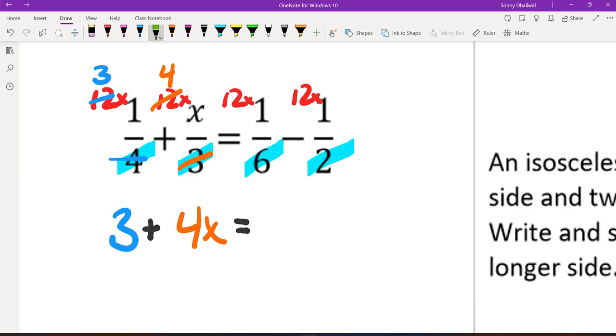Okay. 6 goes into 12. How many times? 2. And the calculation, 2 times 1, 2. Then we have a minus sign. All right. Then we have a 2 and a 12. How many times does 2 go into 12? 6. And you're left with a 6 times 1, which is a 6.